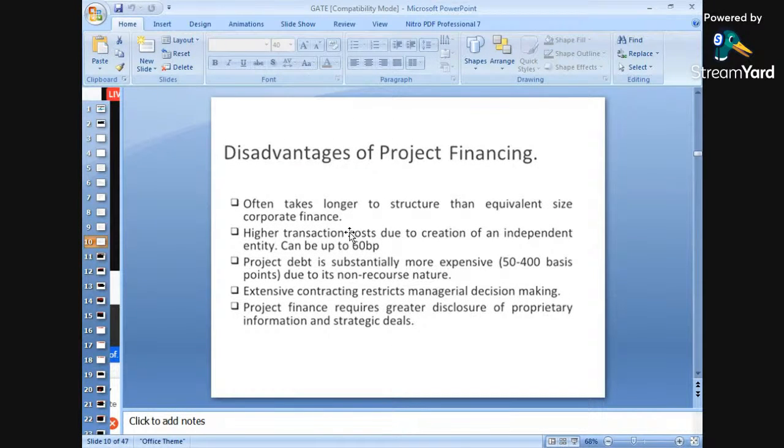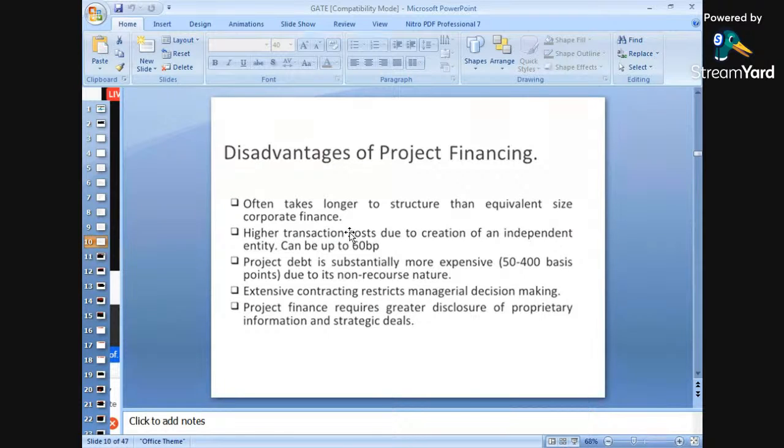Again, there are some disadvantages of project financing also. It often takes longer to structure than equivalent-size corporate finance. That means project financing involves long-term projects. The time required for completion is very long, because many construction activities will be considered in this project finance. So the time required for construction of a project is more. So this is one of the disadvantages.